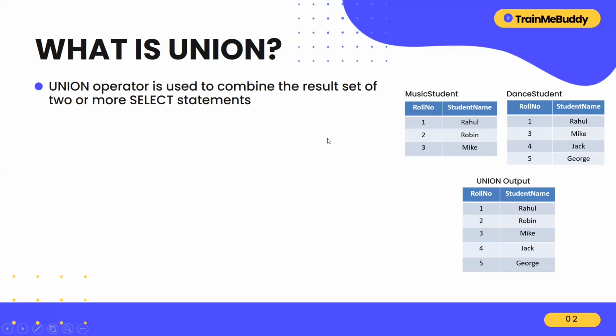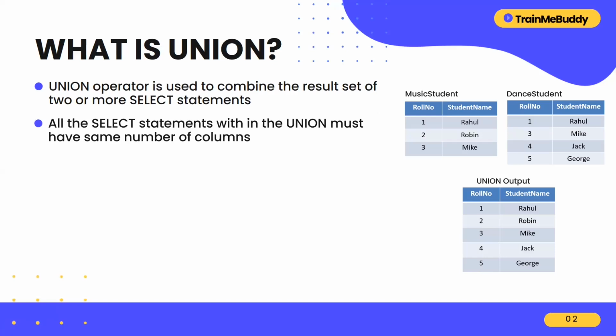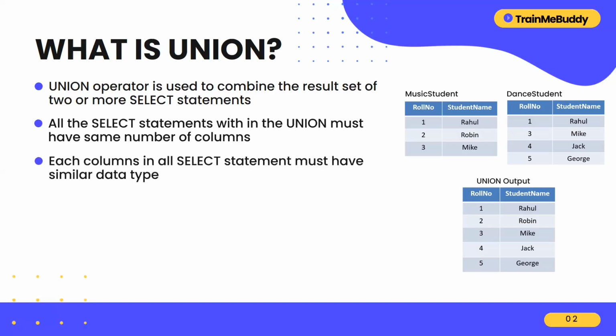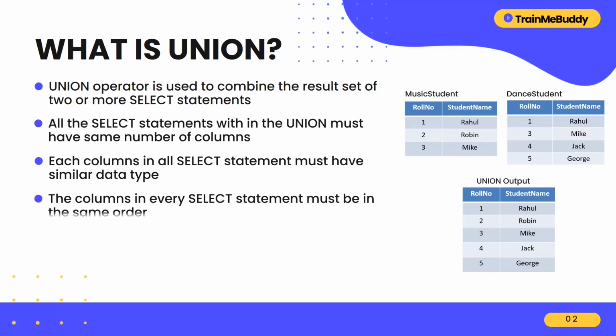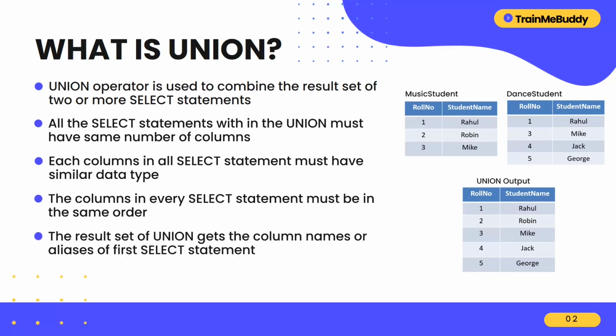So what do we need to remember, or what are the rules of union? When we perform a union, all the select statements should have the same number of columns. Each column in all the select statements must have a similar data type. We must also have the columns in every select statement in the same order. And the result set of the union always gets the column names or aliases of the first select statement.